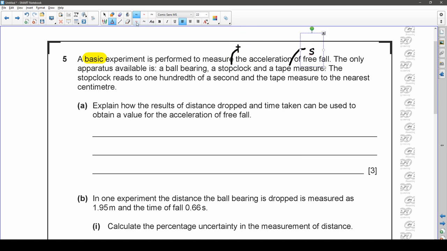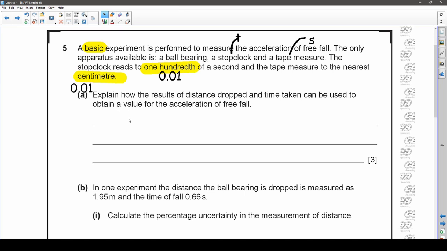We're going to be using our equations of motion. The stopclock reads to a hundredth of a second, and the tape measure to the nearest centimetre. So that's 0.01, and again 0.01 for the nearest centimetre as well, because we're going to measure these things in meters. Explain how the results of a distance dropped and time taken can be used to obtain a value for the acceleration of free fall.